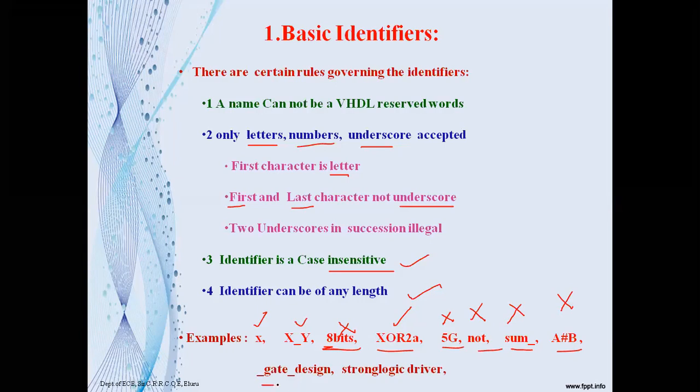And what about this one? Underscore gate underscore design is illegal. And what is this? The strong logic driver. It is a lengthy identifier which is acceptable because an identifier can be of any length here. So do you understand the basic identifiers?